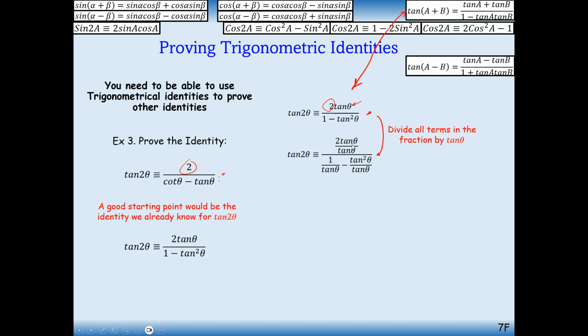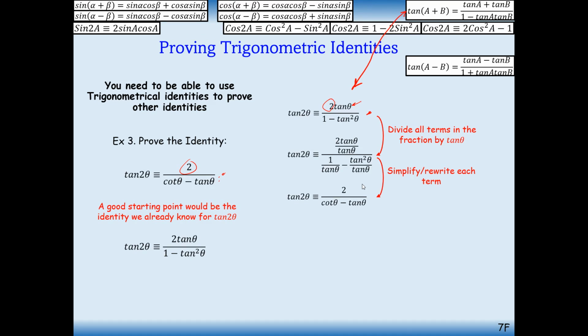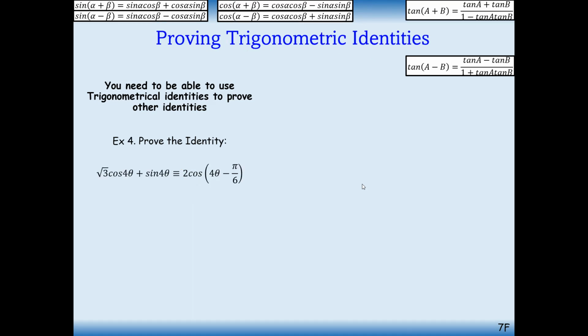Tan theta and tan theta on the top cancel, but we make sure every term singularly is divided by tan theta. So then, of course, 1 over tan in the denominator is cotan, and tan squared divided by tan is a single tan. So we end up with what we were asked to prove. Simply, right hand side equals left hand side.